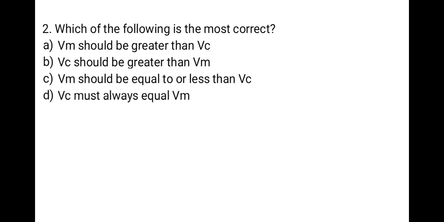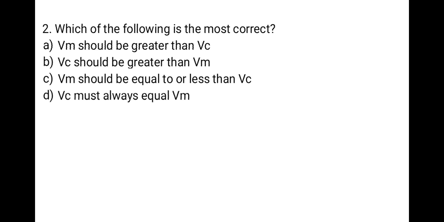The next question, which of the following is most correct? First option, Vm greater than Vc. Second, Vc should be greater than Vm. Third, Vm should be equal or less than Vc. And last one is Vc must always equal Vm. We know that Vm is the amplitude of the modulating signal voltage. Vc is the carrier voltage.